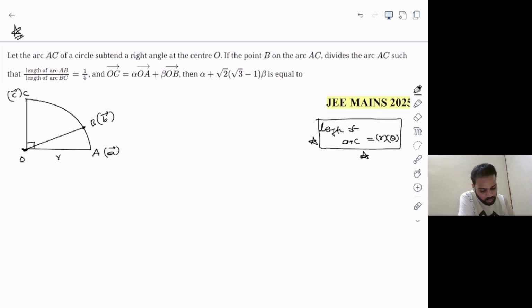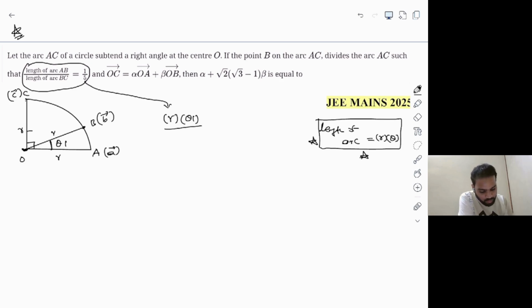Now they said that the length of arc AB. So clearly, if I take the radius of this one as some R units, as per the given condition here, length of arc AB is radius times theta. So here I will take this as an angle theta 1 like this. So r times theta 1 divided by length of arc BC.